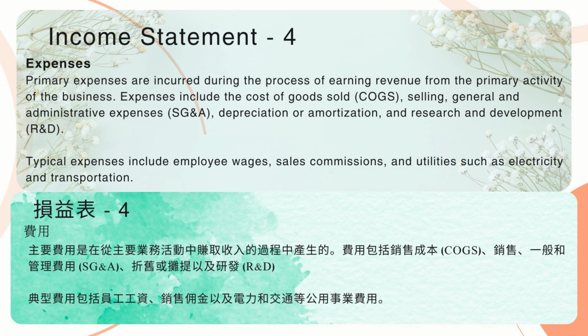Expenses. Primary expenses are incurred during the process of earning revenue from the primary activity of the business. Expenses include the cost of goods sold, COGS, selling, general and administrative expenses, SG&A, depreciation and amortization, and research and development (R&D). Typical expenses include employee wages, sales commissions, and utilities such as electricity and transportation.